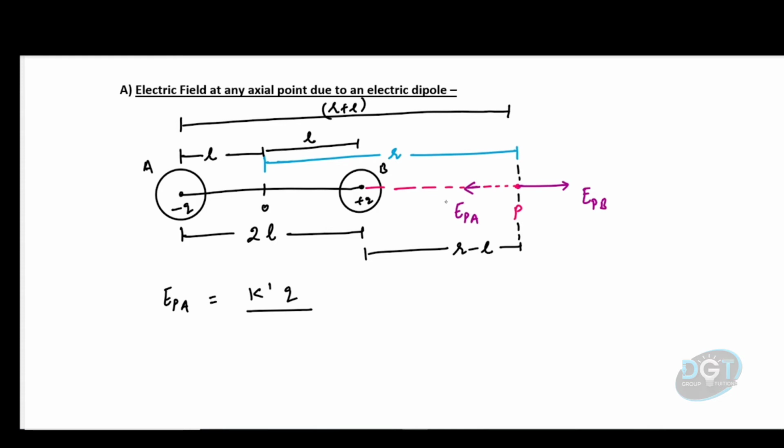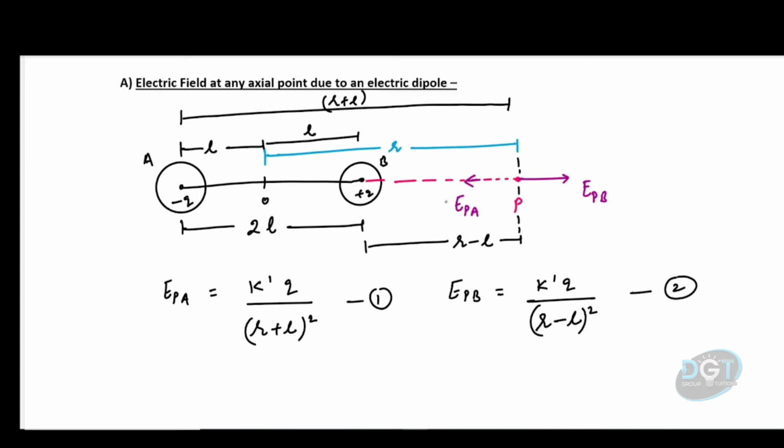Now, the electric field at P due to A is K dash Q upon the distance between A and P, which is r plus L whole square. Keep this as equation 1. In the same way, the electric field at P due to B would be K dash Q upon the distance between P and B, which is r minus L whole square. We'll keep this as equation 2.